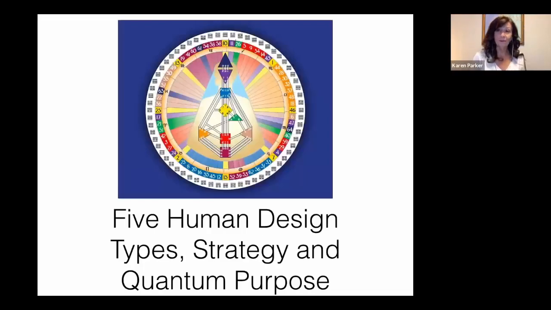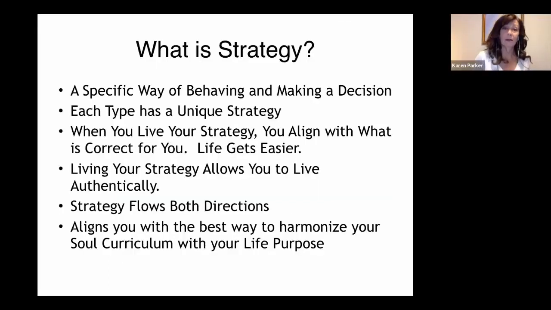Okay. Let's look at the five human design types, strategy, and the quantum purpose of the types. Before we do that, let's do just a quick review. What is strategy? Strategy is a specific way of behaving and making a decision. Each type has a unique strategy. So when you live your strategy, you align for what is correct for you, and life does get easier.